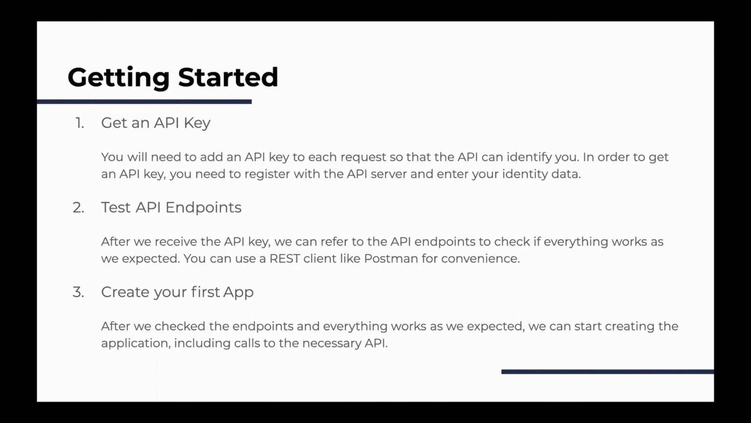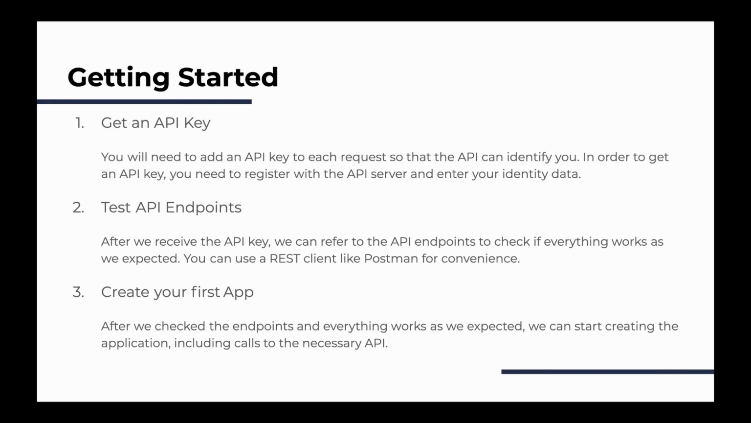And so now that we've covered the basic gist of APIs, I'm going to tell you the 3 main steps of how to get started. So the first step is to get an API key, and you can get this by registering with the API server and entering your information, depending on which API you use.